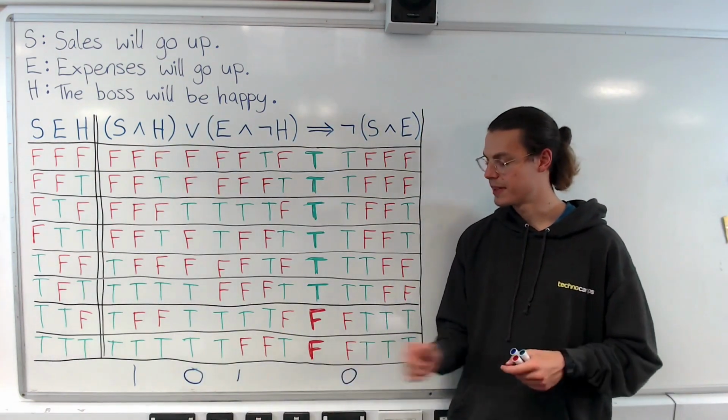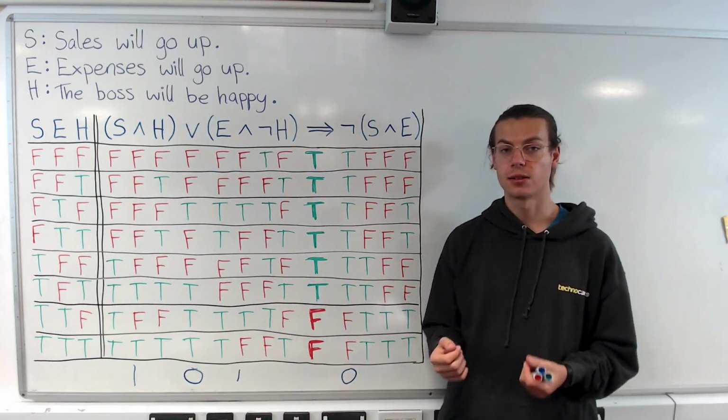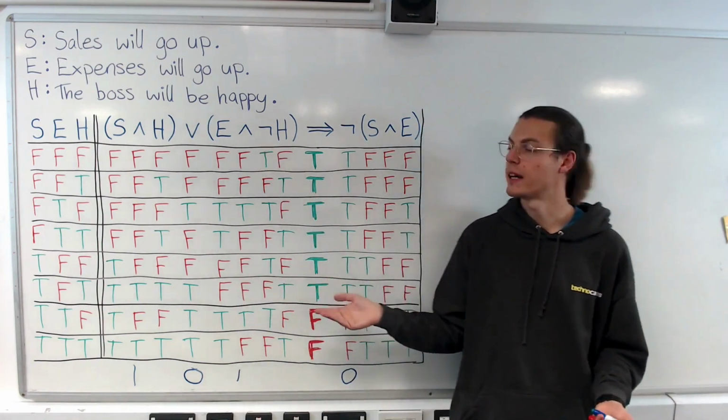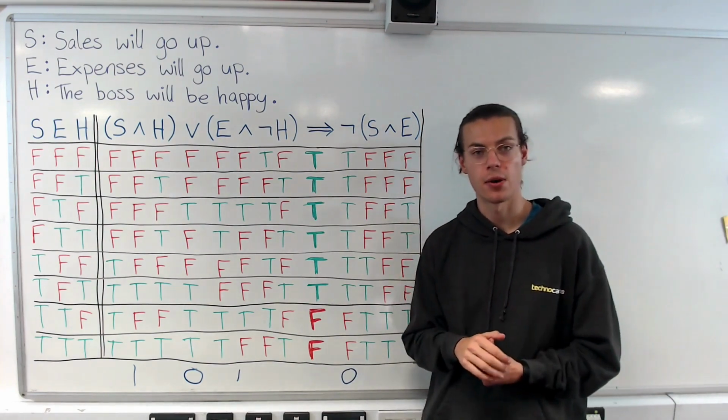And the last two rows of this table show us that the argument is not valid. Even when the premise is true, sales and expenses can both go up.